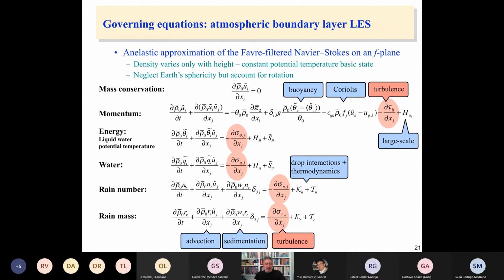I am tracking the evolution of the total number of the raindrops, and I'm also tracking the evolution of the total mass. So why are they not the same thing? Why, when you know the mass of rain, so how much water is raining, do you still have to keep track of the number of drops?